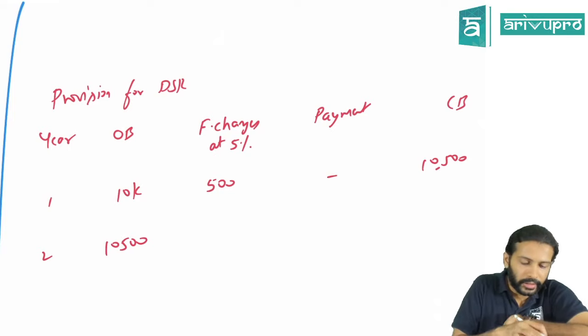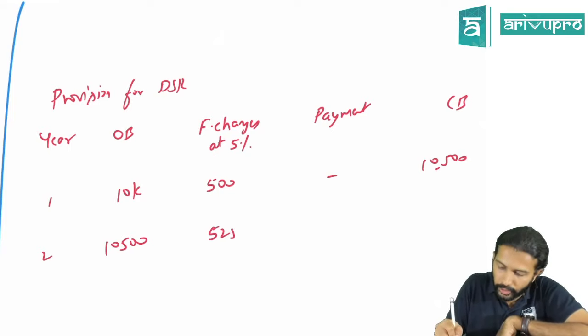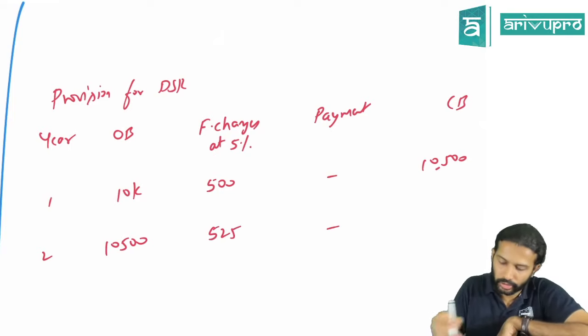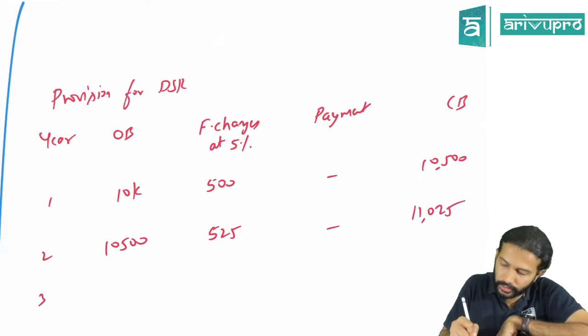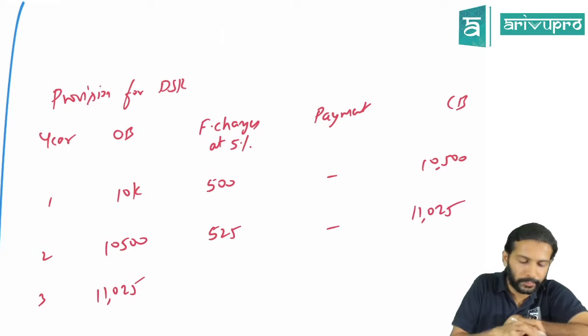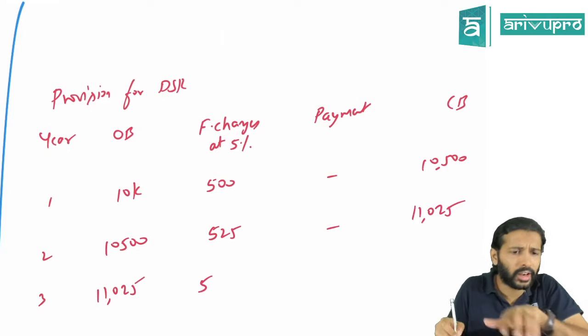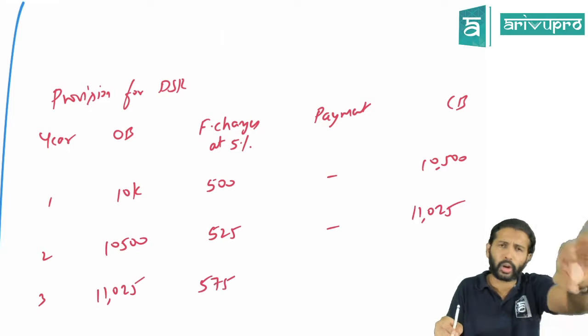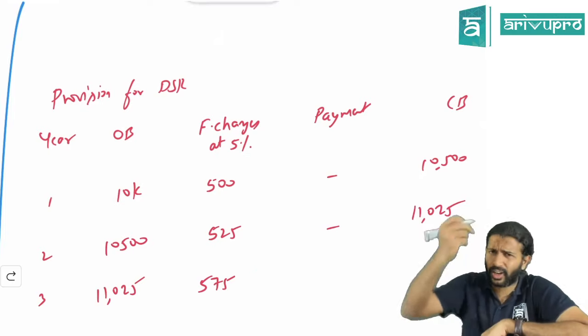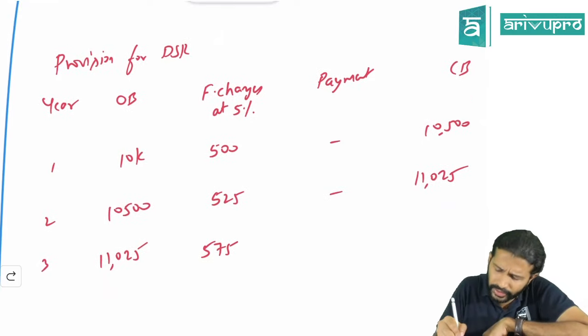So 10,500 into 5% if you do, you're going to get 525. Again, there is no payment. So this will become, second year, it will be 11,025. Third year, 11,025 into 5% if you do. I think here they've done a small round off just to sync with the study material. I've just taken it as 575.